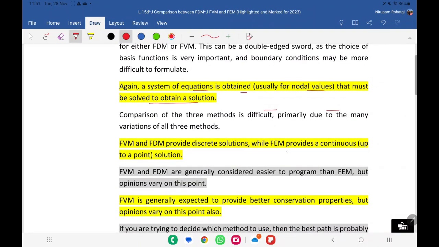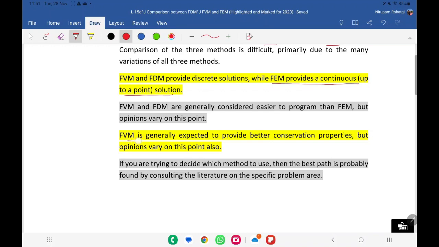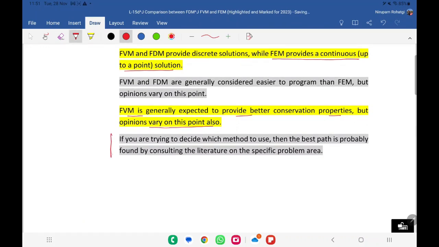Okay. Now we say that FEM provides a continuous solution. Yes, to an extent. But that continuity is, you can say, subjective. You are putting a function there. FVM is generally expected to provide better conservation properties, but opinions vary on this point also. So I don't know about this, how much detail there is. Now this is important. If you are trying to decide which method to use, then the best path is probably found by consulting the literature on the specific problem.